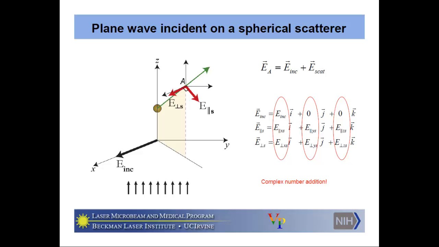But imagine these electric field components are not real numbers. They are complex numbers. They carry phase. So you have to do complex number addition here. And how do you do complex number addition? You have a real part and an imaginary part for a complex number. How do you do complex number addition?